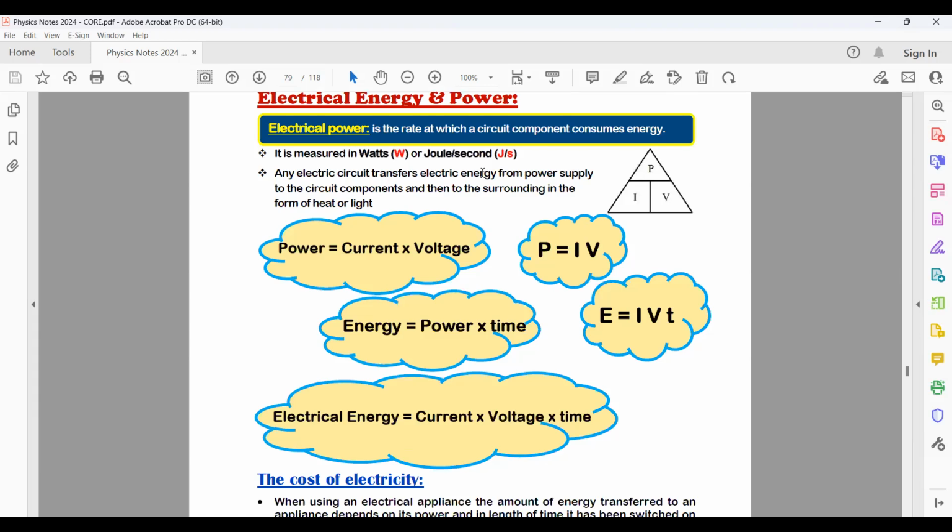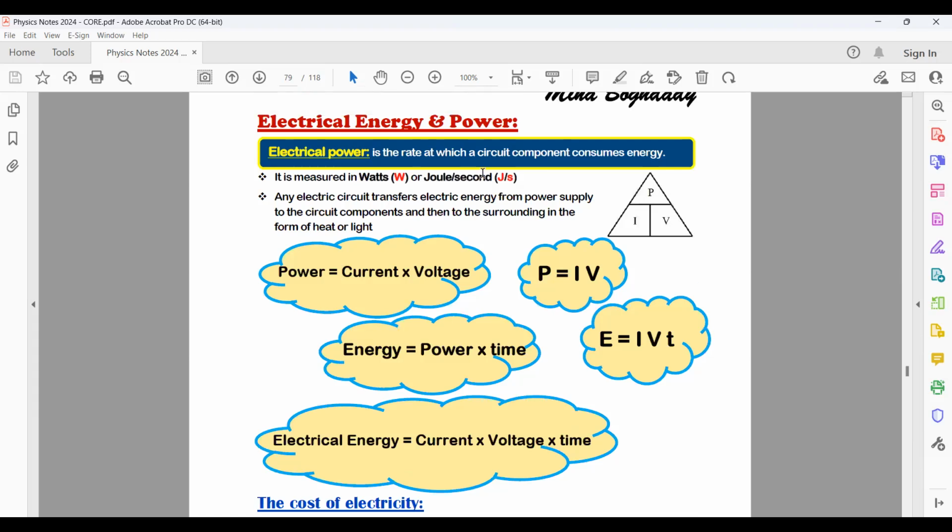This part is new in the new syllabus. We pay for electricity based on two factors, the power and the time. In order to calculate the power, power is the rate at which energy is transferred or consumed. It's measured in watts. How much energy does this component take every second?